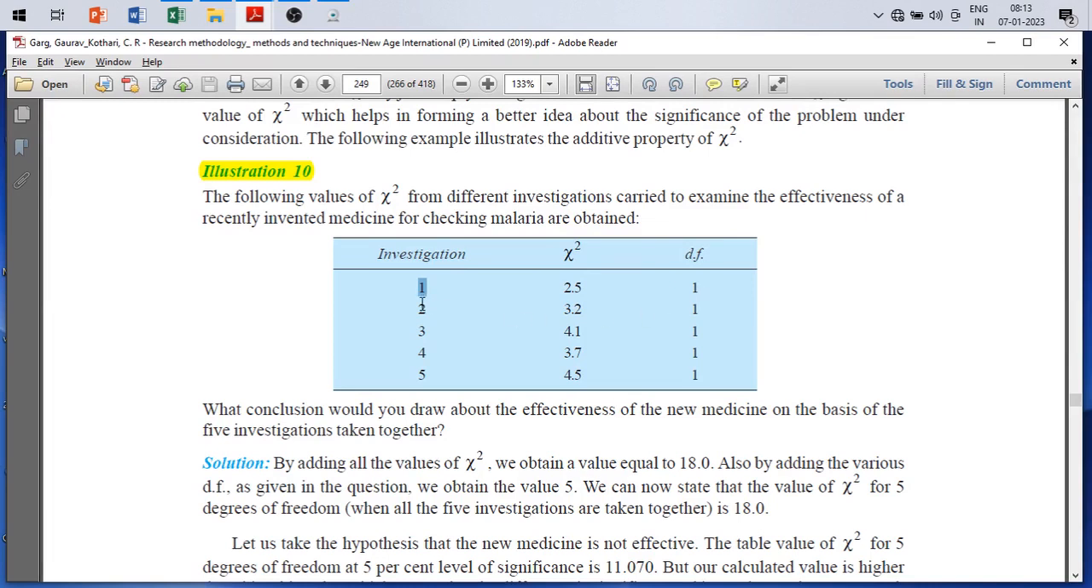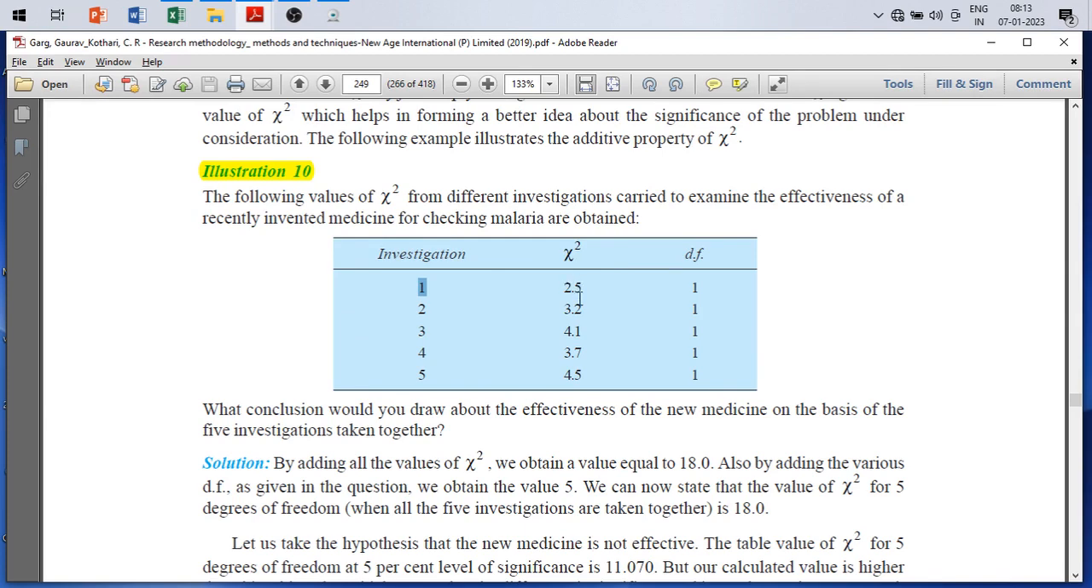Okay, and they have also done another investigation, so like that 5 different investigations have been done. Okay, there is a chi-square value and degree of freedom associated with each. Now, see, one thing is to conclude based on just one investigation, but the conclusion will be better if all investigations are taken into account. And that can be done here very easily because of the additive property of chi-square.